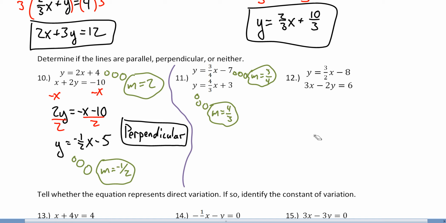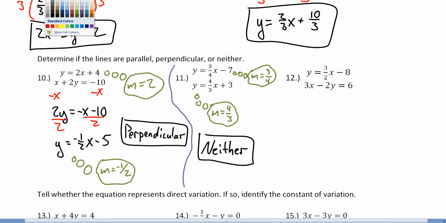And then I look at them and say, are they opposite reciprocals? And while they might be reciprocals, one's 3 over 4, the other one's 4 over 3. They're not opposite reciprocals. They have the same sign. So they're not perpendicular because they're not opposite reciprocals. So because they're not parallel and they're not perpendicular, I can safely say that these are neither. Okay? Because it didn't follow the criteria for either parallel or perpendicular, it's neither. And I move on to the next one.